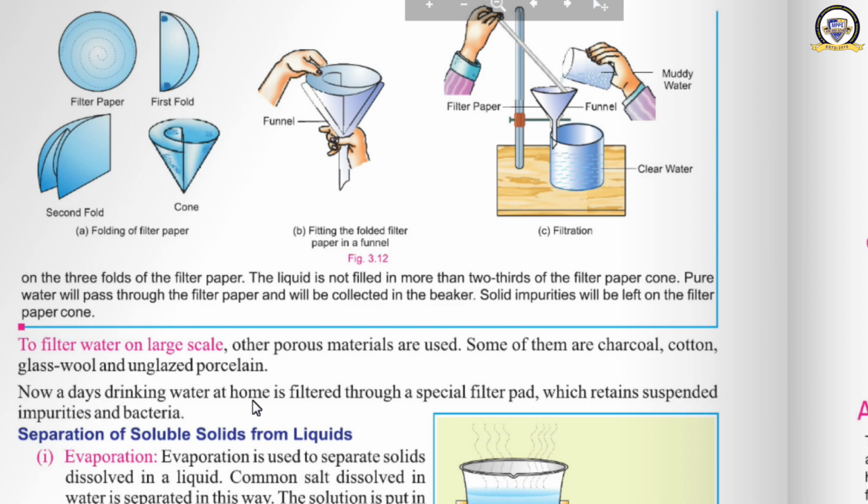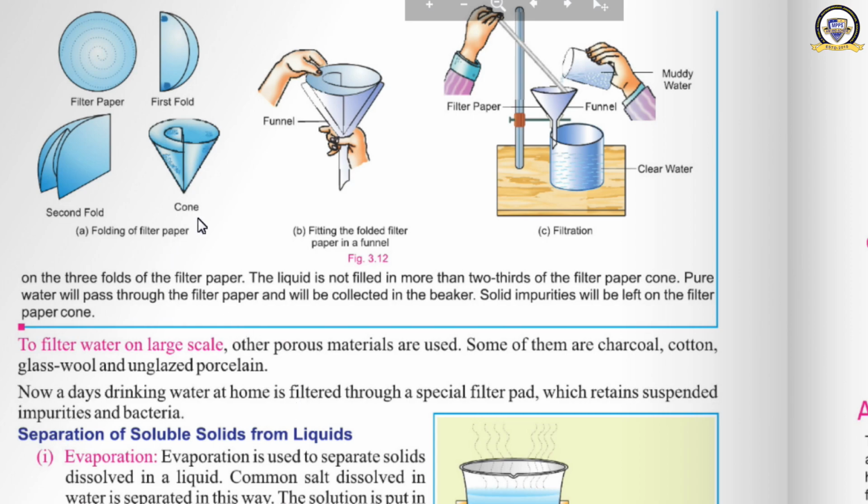Nowadays, drinking water at home is filtered through a special filter pad which retains suspended impurities and bacteria. I think at your home you may have a water filter, right? That water filter helps to filter the water which you drink.